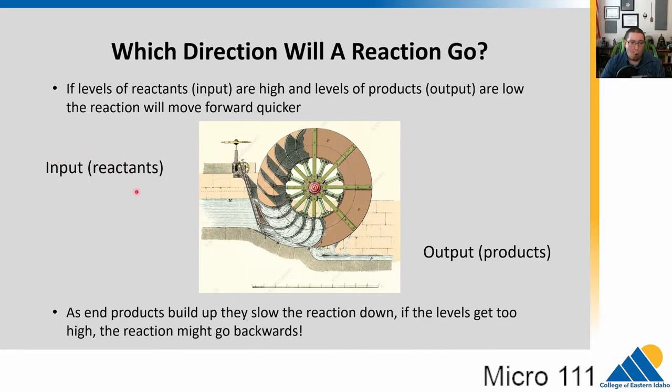The more you have on either side, the more it's going to push in either direction. So if input is high, it's going to flow this way. If products is high, it's going to flow backwards. And it's not just one or the other, it actually slows down. So as these get higher, this process slows down in a chemical reaction.